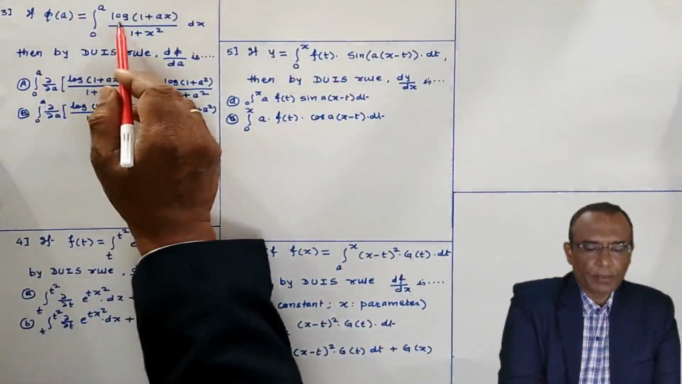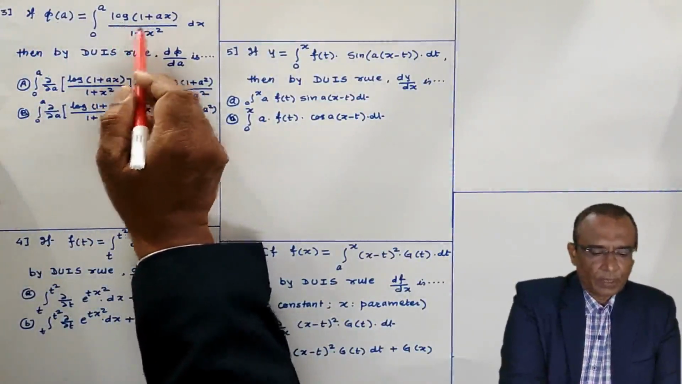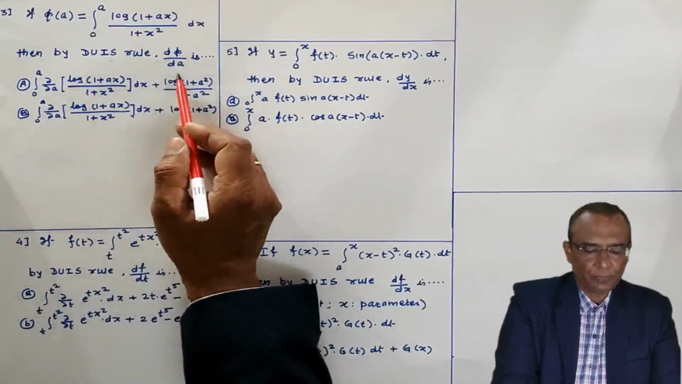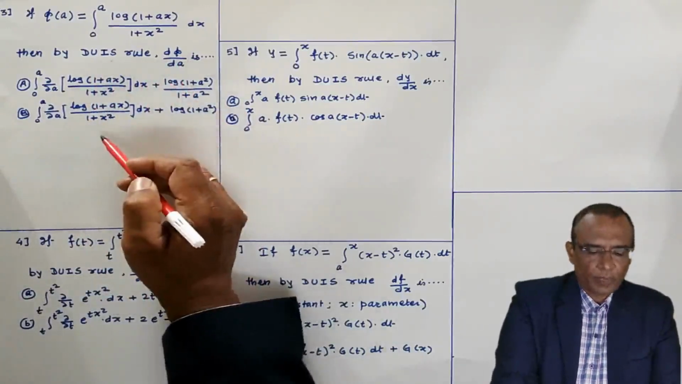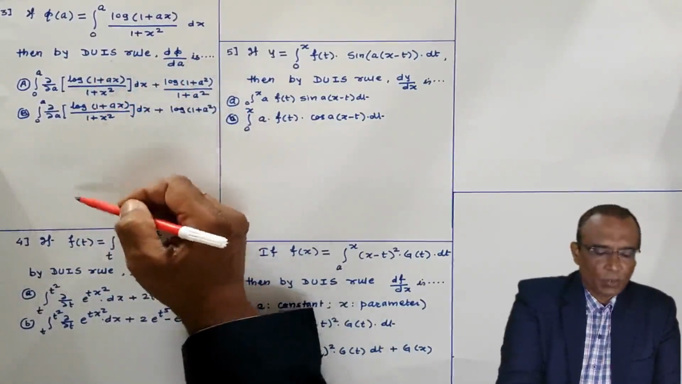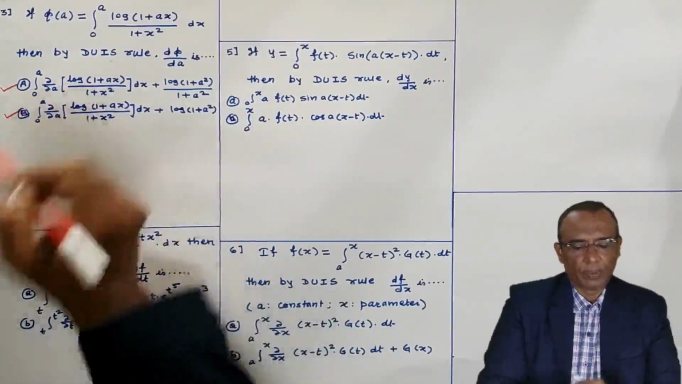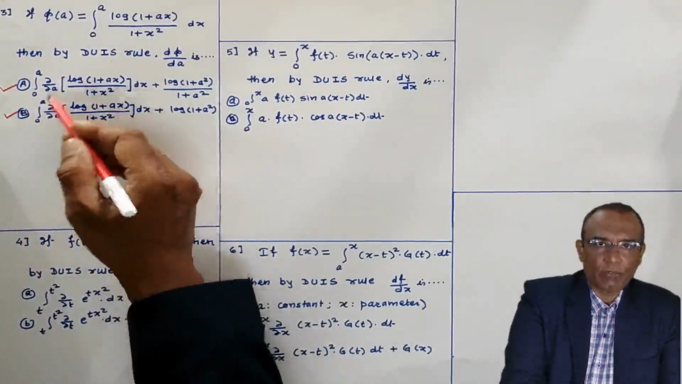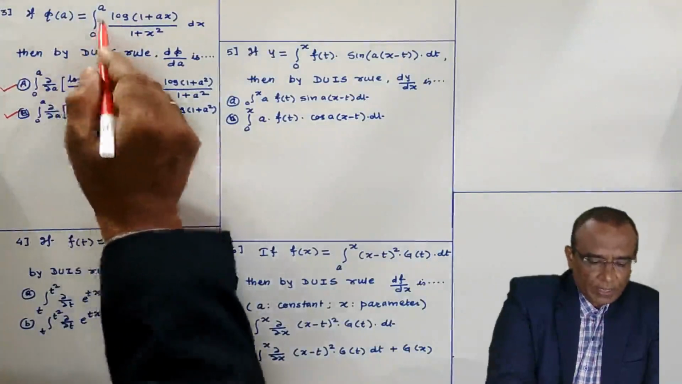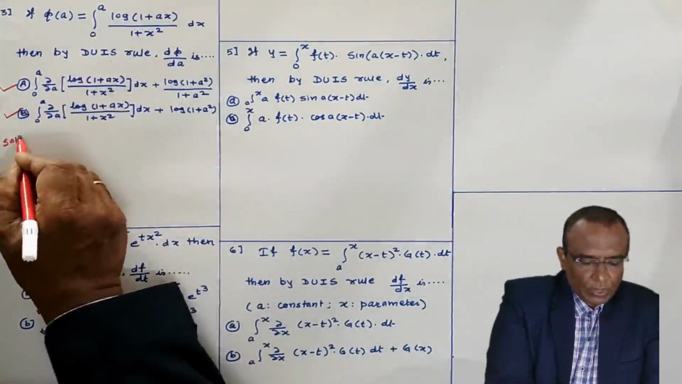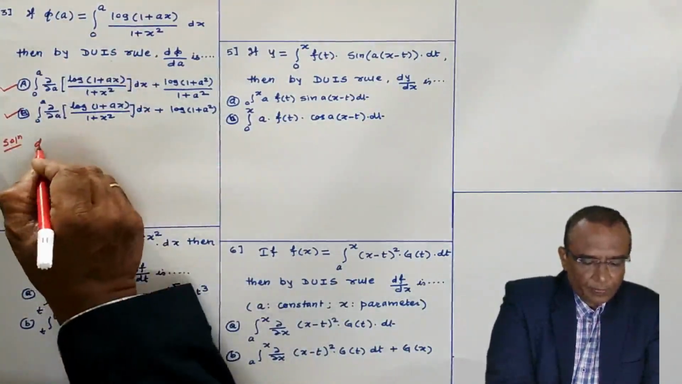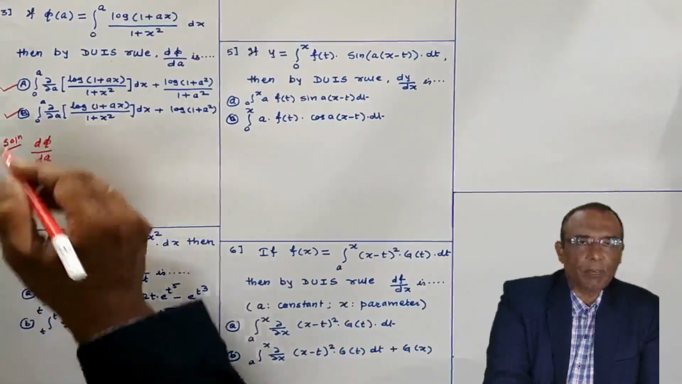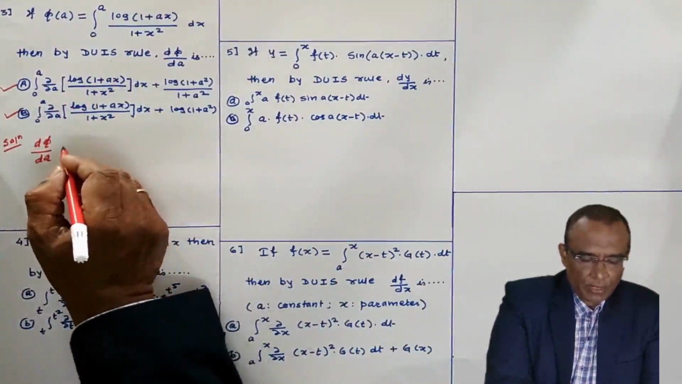If phi of a is given, then by the differentiation under integral sign rule, d phi by dA I want, and the options I have also written, but instead of writing 4 options, only 2 options I have written, in order to save time. In the examination there will be 4 options and I have to choose. d phi by dA I want. What I am going to do is take the derivative of phi with respect to a, the parameter, which is already mentioned in the examination.